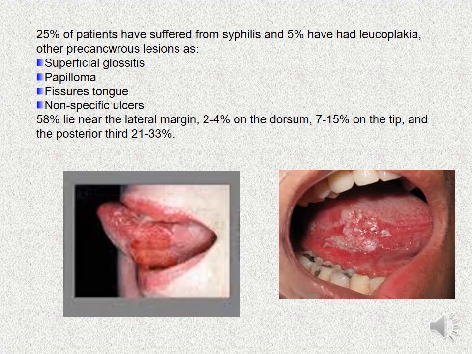About 85-58% lie near the lateral margin, 2-4% on the dorsum, 7-15% on the tip, and the posterior third 21-33%. So carcinoma is most common on the lateral side, then the posterior side of the tongue, then the tip of the tongue.